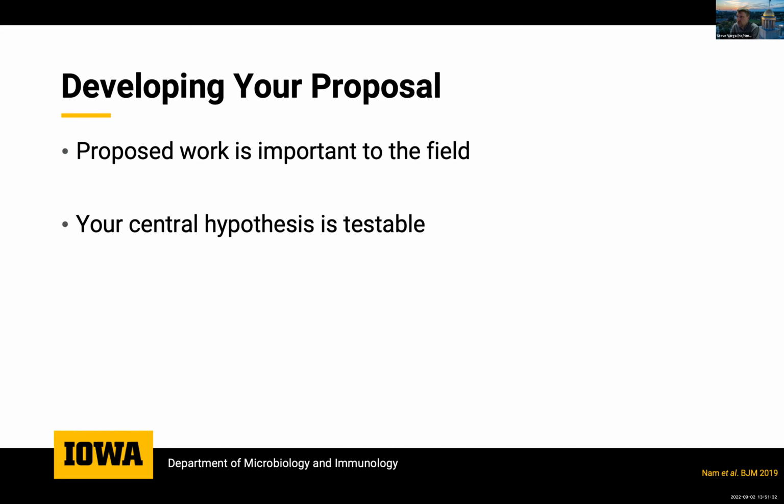And then you want to make sure you develop a strong central hypothesis and that you have the means to test that hypothesis. It's great to come up with the perfect hypothesis, but if there's no technology available that allows you to test it, it's going to be very difficult to write that grant. So you need to make sure your central hypothesis is one that you can test in your grant in the experimental approach.